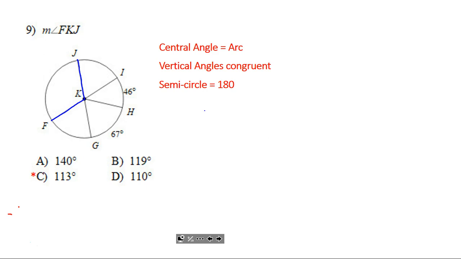And I noticed that if I draw this angle over here, I have now a vertical angle. Do y'all notice that? So this angle is congruent with this angle. And if angles are equal to arcs, then all I have to do here is add 46 plus 67, and that's 113. So if this is 113 here, then obviously this one over here is 113.